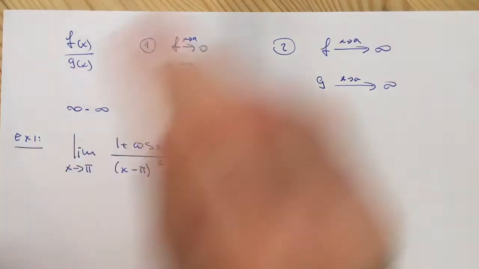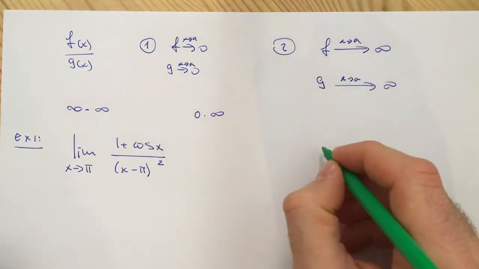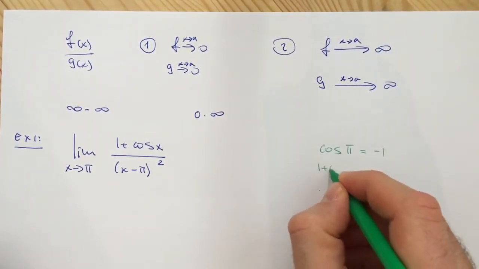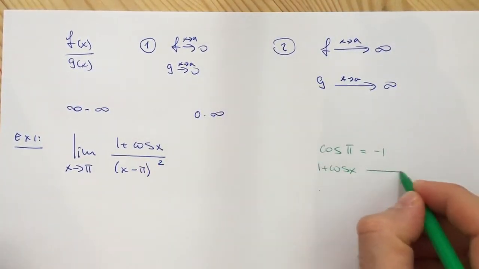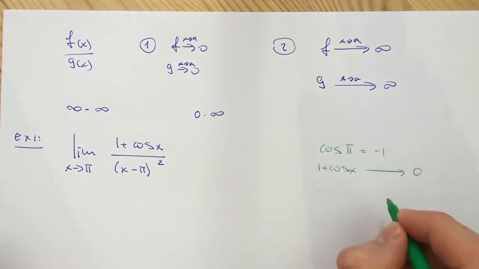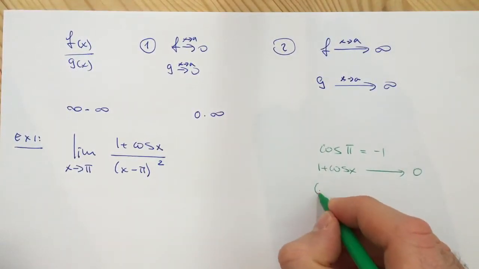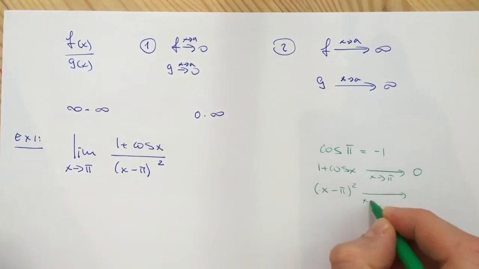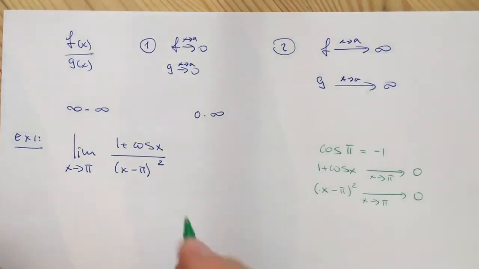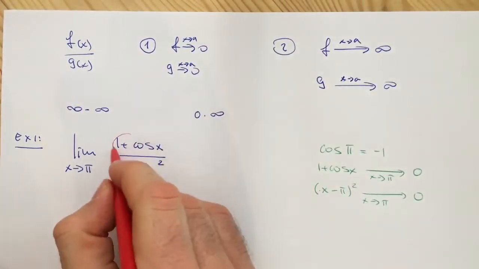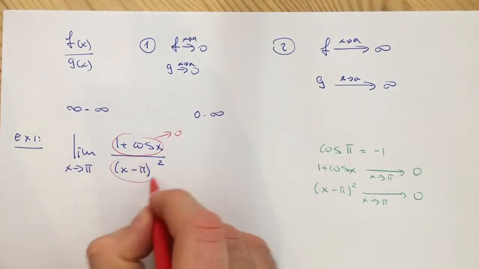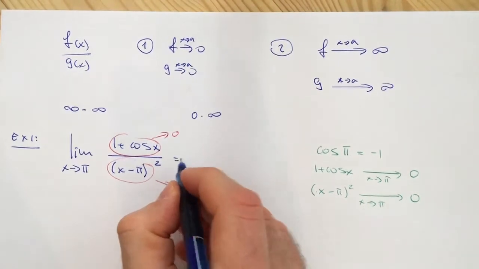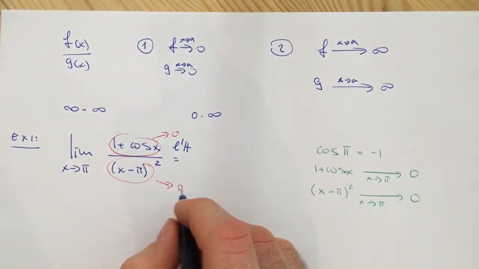So let's first examine what happens with the numerator and the denominator. Cosine of pi by direct substitution is -1, which means 1 plus cosine of x, the numerator, approaches 1 minus 1, which is 0. And the denominator is straightforward, x minus pi squared as x approaches pi goes to 0. Or as we have done in class, we just say that the numerator clearly goes to 0, the denominator goes to 0, so we are allowed to apply L'Hopital's rule, okay?